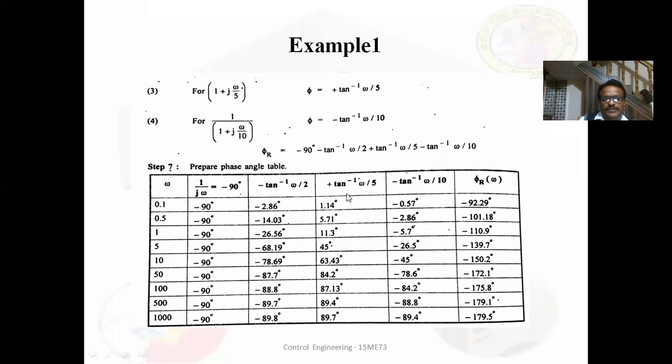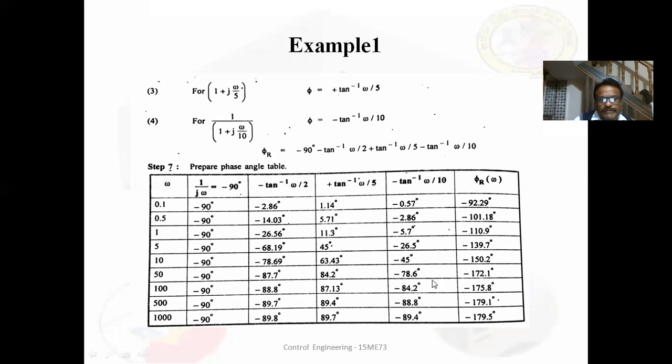Then if you substitute the next omega value, here it is plus 1.14 degree. Then for this one, the value is minus 0.57 degree. Then the summation of these four will be minus 92.29 degree. Then for 0.5, if you substitute the corresponding values, the resultant phase angle is minus 101.18 degree. Then for 1, this is minus 110.9 degree.